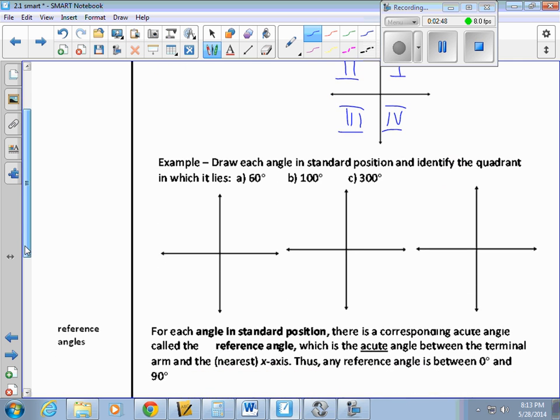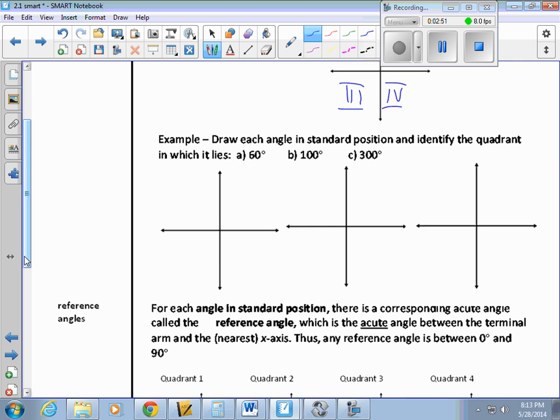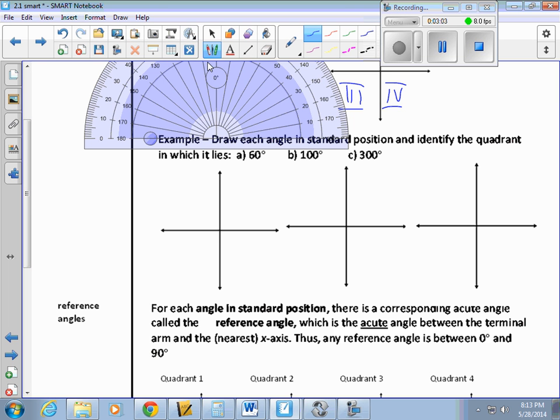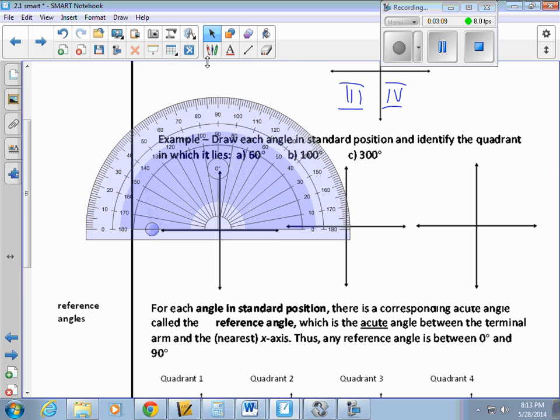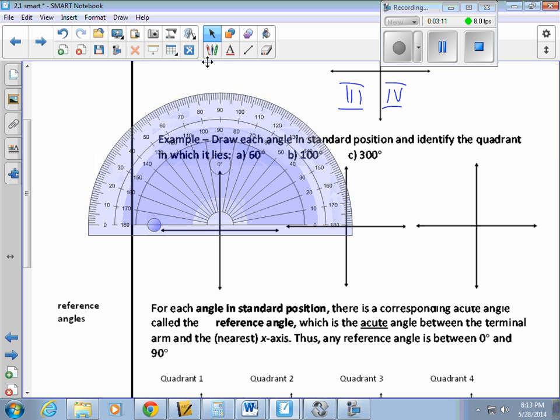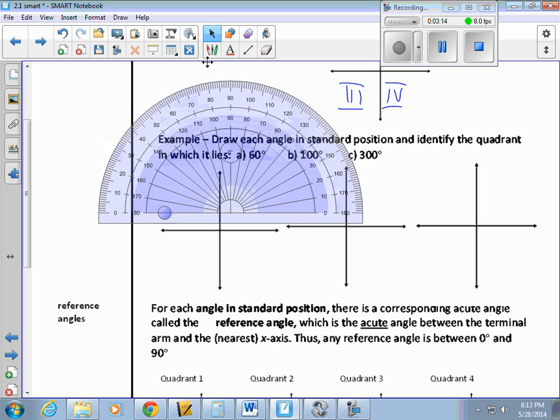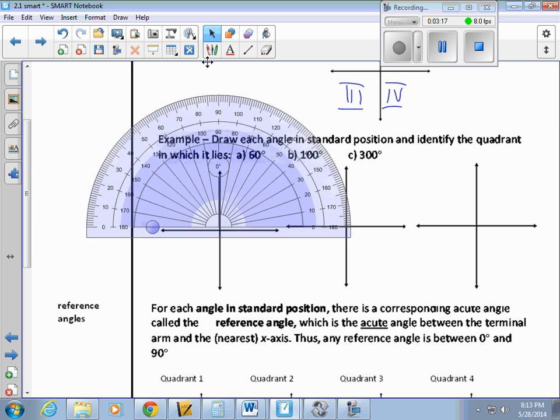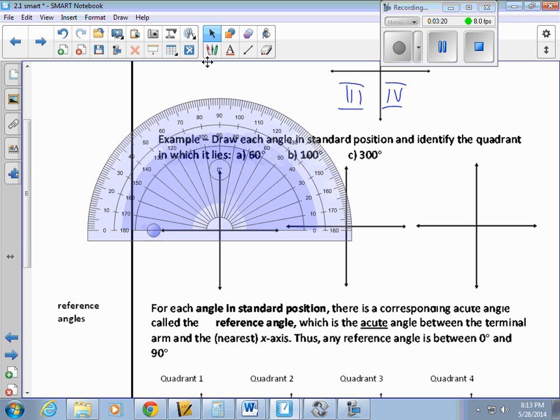So we're going to draw each of these angles in standard position and identify the quadrant in which it lies. What you would do is use your protractor and put it on your vertex. It always takes a little bit of a challenge to make this shrink for me. Okay, anyway, you put it on your vertex. You measure your 60 degrees, starting from 0. So 0 is here, and 60 degrees ends up there.